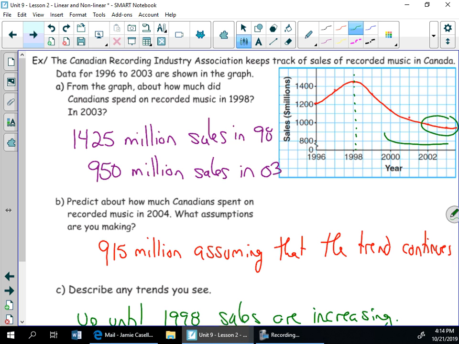Okay, that's scatter plots. We're basically all done scatter plots. All we can do with them is draw them, talk about the trends and the patterns on them, use them to make predictions. And give this sheet a try. If you're stuck, come see me.